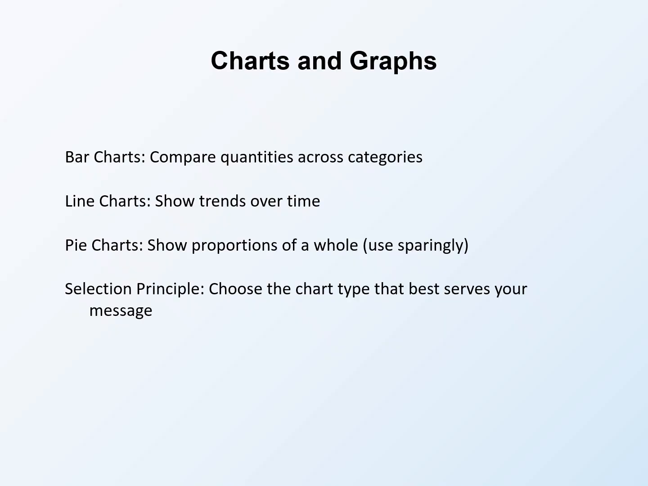The selection principle is to choose the chart type that best serves your message. What point are you trying to make? What pattern do you want reviewers to see? Select the visualization that makes that pattern most obvious. Do not choose chart types for variety. Choose them for communication effectiveness.